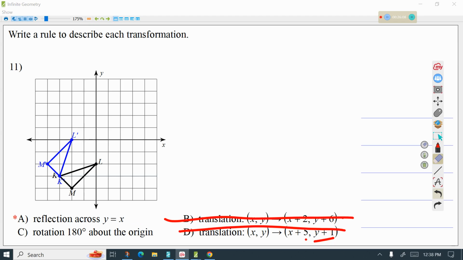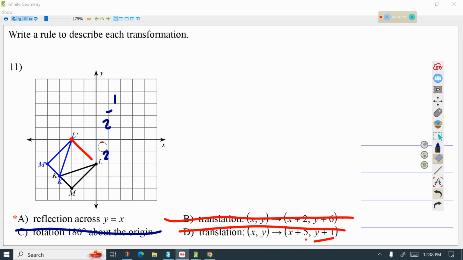Is it a 180 degree rotation about the origin? Well, let's look at it. What happens when I connect L with L prime? Does that go through the origin? No. Okay, so this is definitely not a 180 rotation about the origin. A 180 rotation about the origin would go through this point. And since that's 2 away, I have to go another 2 away. And L prime would be here if it was a 180 about the origin. All right, so it can't be that one either.